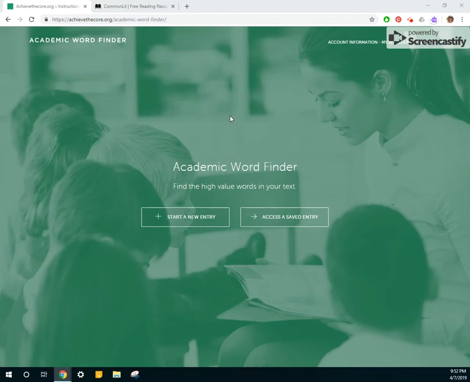So Academic Word Finder is a really nifty tool, especially if language arts is not necessarily your strength, but you still want to use nonfiction articles in your classroom. So first of all, to use this tool, you have to have an article.